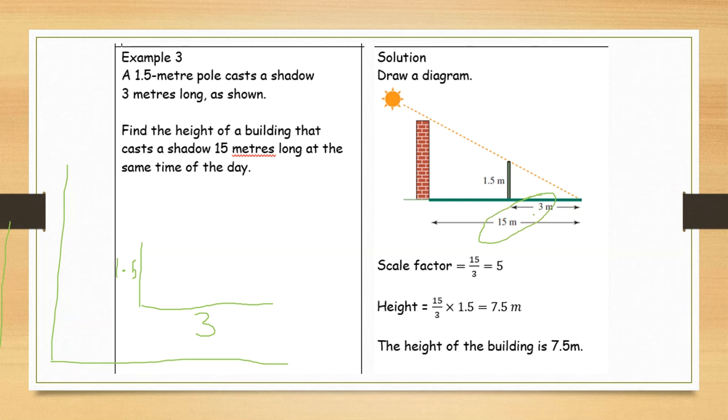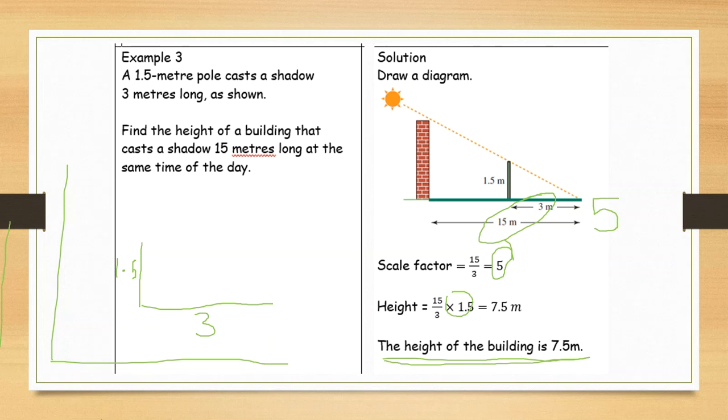So we can use that to find the scale factor. So the scale factor is 5. And then we can times 1.5 by 5. Scale factor is 5 and times that by 1.5. The height of the building is 7.5.